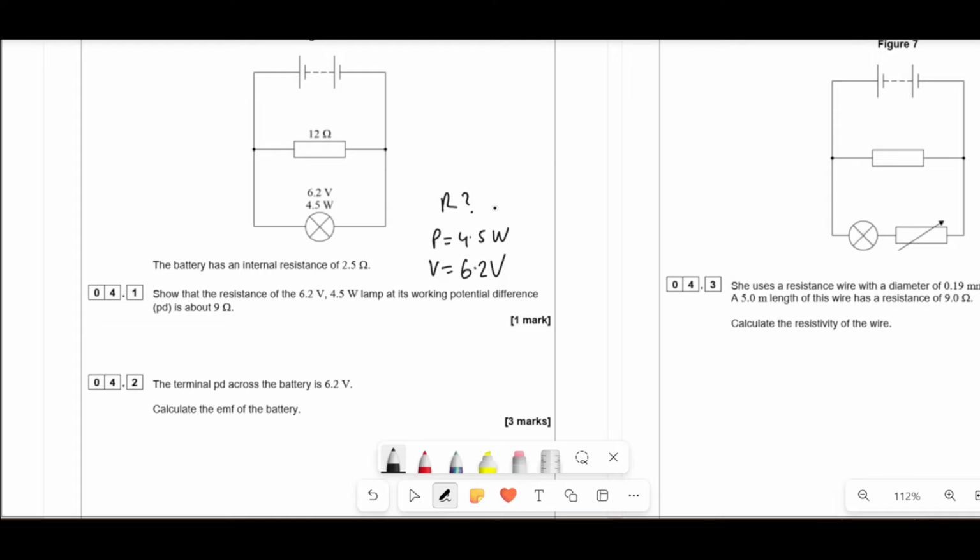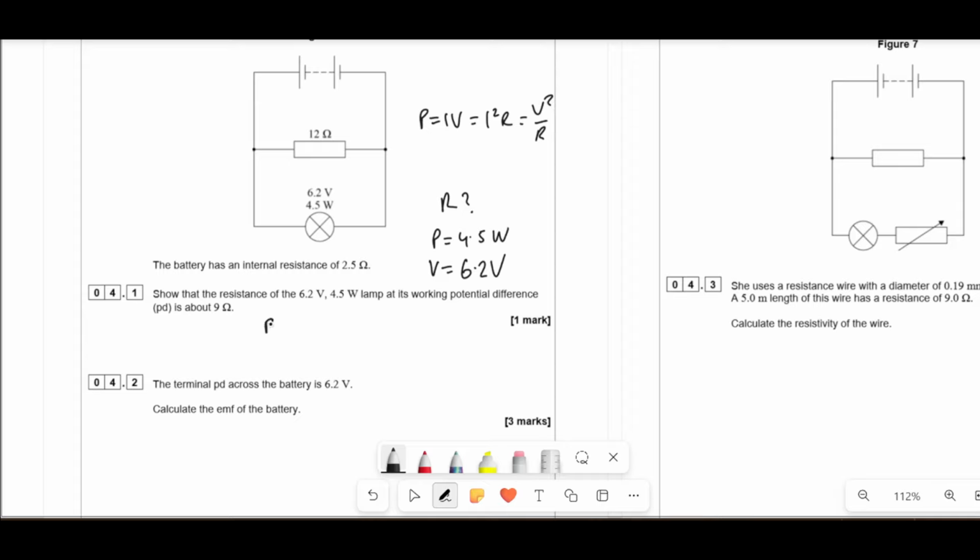So we need to think about what formulae we know that we can use to get there. We need to look at the formulas that link power and other quantities together in electricity. In your formula booklet, you can see it says P equals IV, which is I squared R, which is V squared over R. This is the power of a specific thing. So this is the power of the lamp. In that case, we're going to use the V squared of the lamp and the R of the lamp.